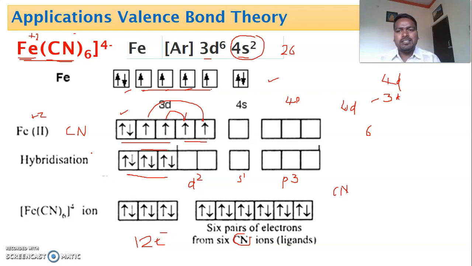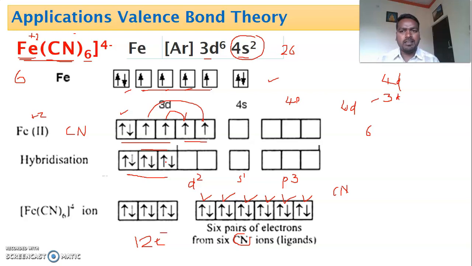Totally here there are 6 ligands. For these 6 ligands, 6 vacant orbitals are needed, and these 6 ligands occupy the 6 hybridized orbitals of equivalent energy to form 6 coordination bonds. That's why the coordination number of this complex is 6. So dear students, it's very simple.